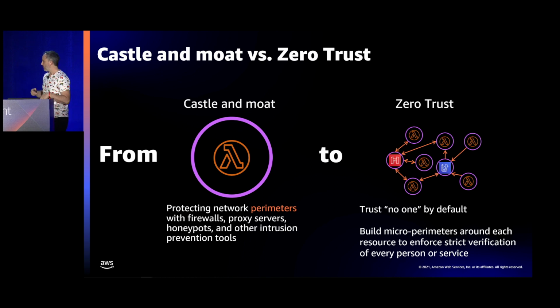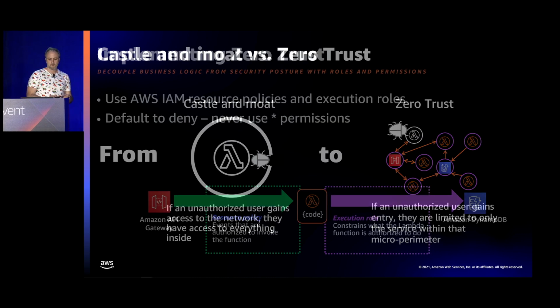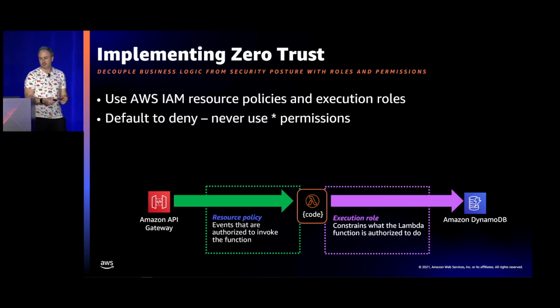With serverless and with AWS, you're able to employ this zero trust model where you build these micro perimeters around each service or each part of your application. And that enforces much stricter verification of every person or every service that's interacting with each other. So what that means is if there's a breach in your castle moat security framework, that intrusion now has access to your entire application. Whereas with the zero trust, it only has access to that one micro perimeter that it breached. The way you employ that in AWS is by using IAM, Identity and Access Management.